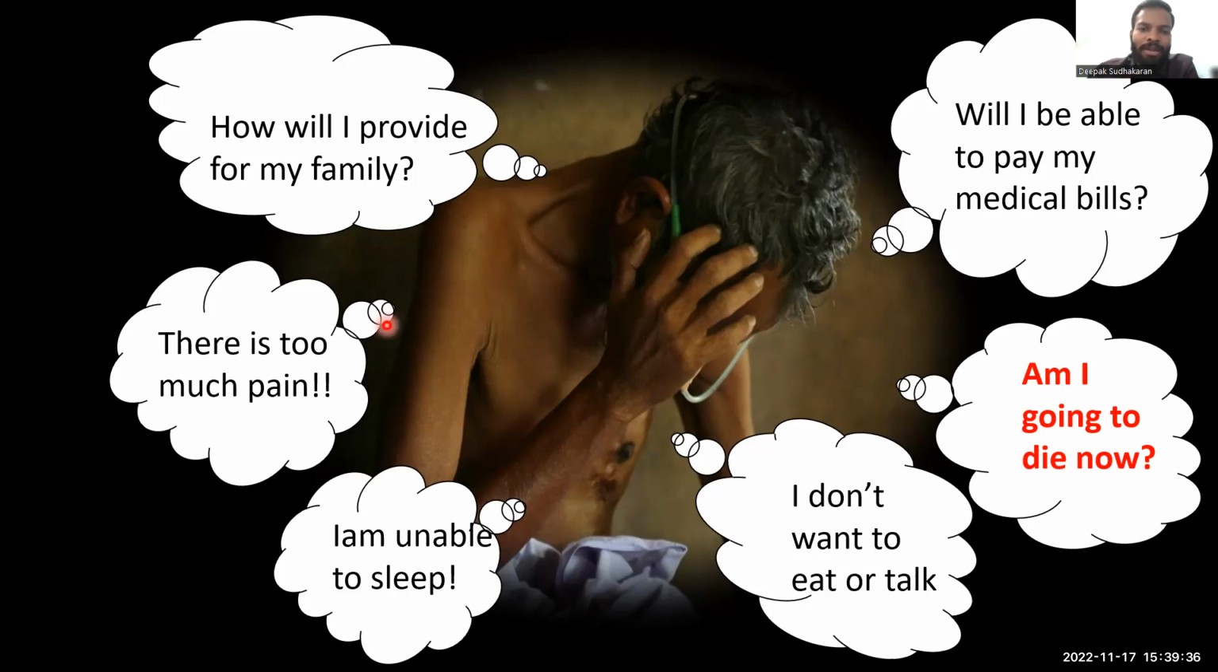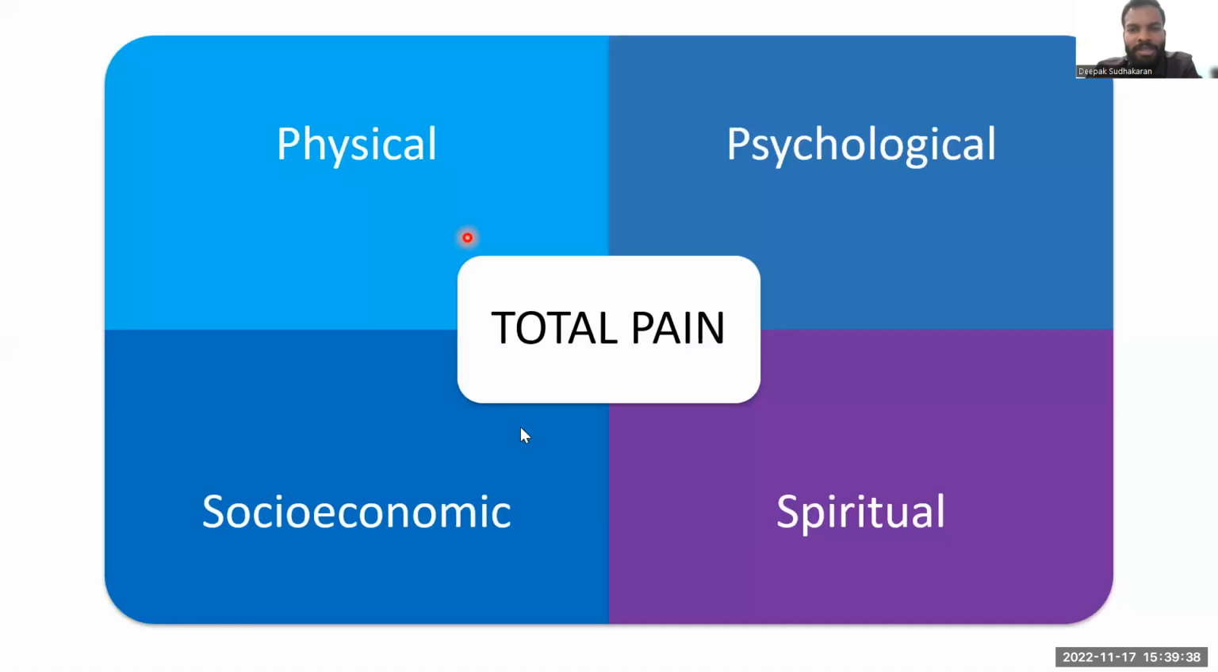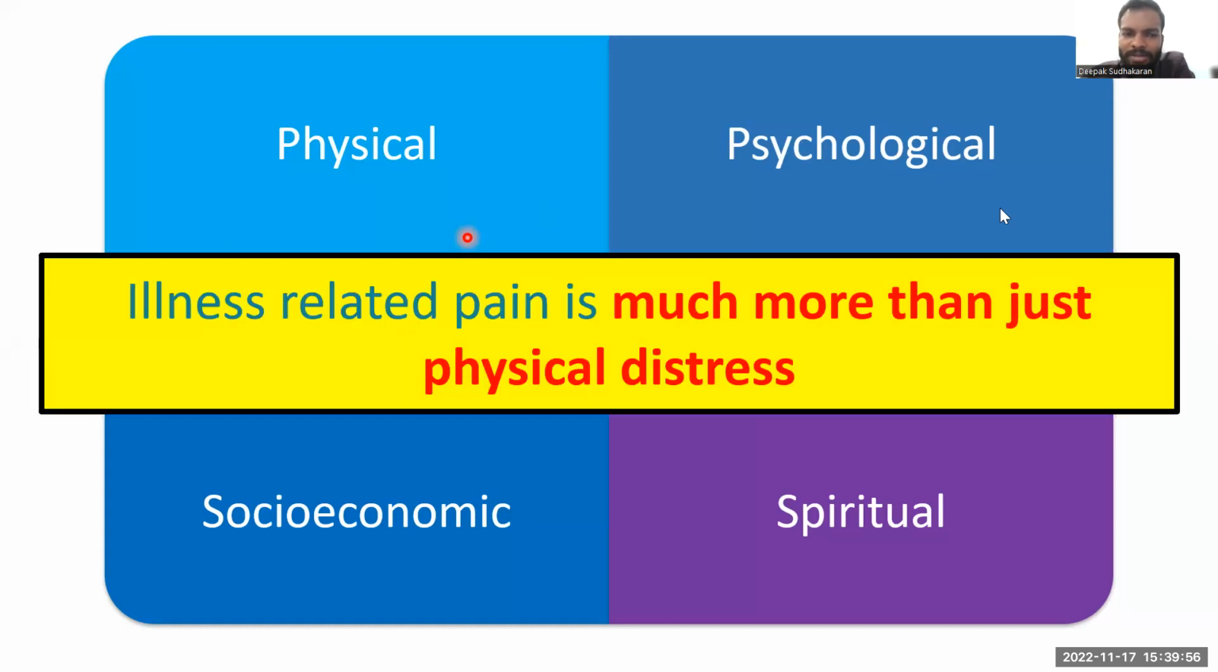So this is what we were trying to say. There are physical aspects to pain, psychological aspects, socio-economic aspects, and spiritual aspects as well. This is what we call total pain, right? Pain means not just physical, but total pain. All dimensions of a person need to be addressed. So illness related pain is much more than just the physical distress.